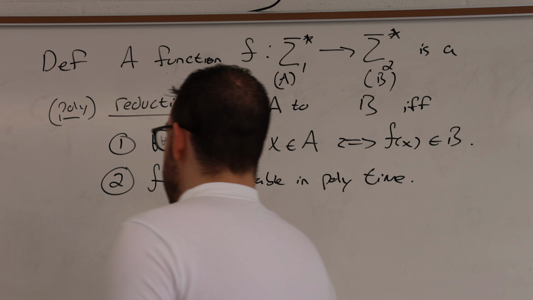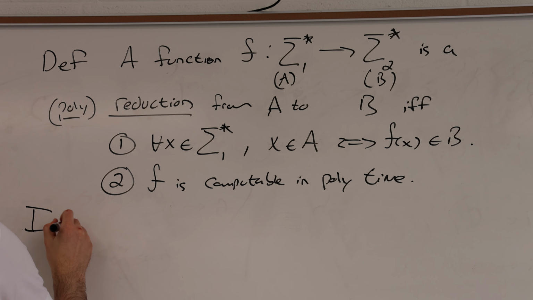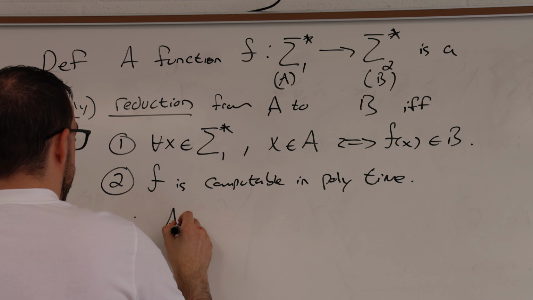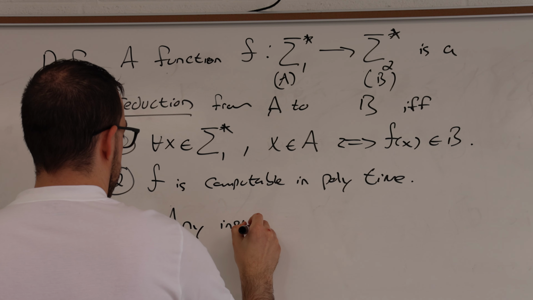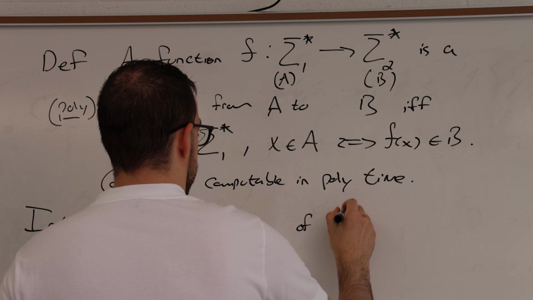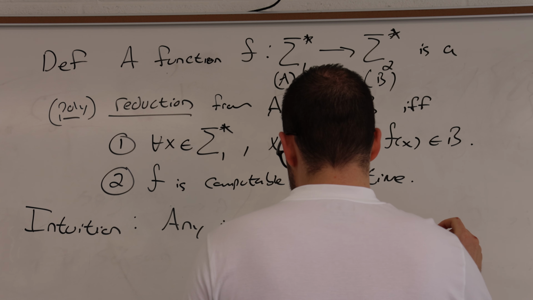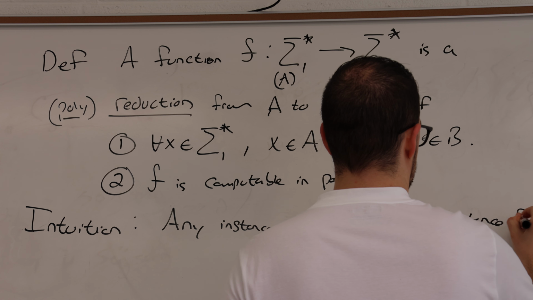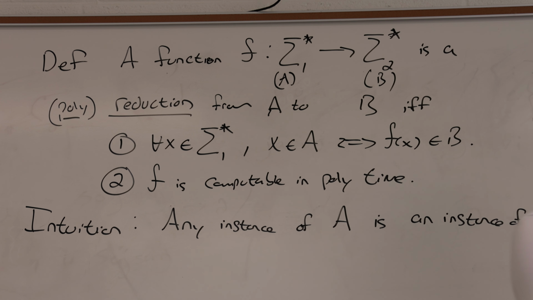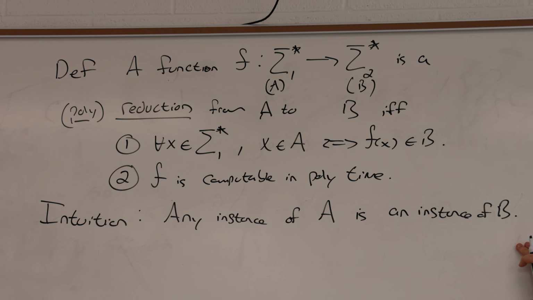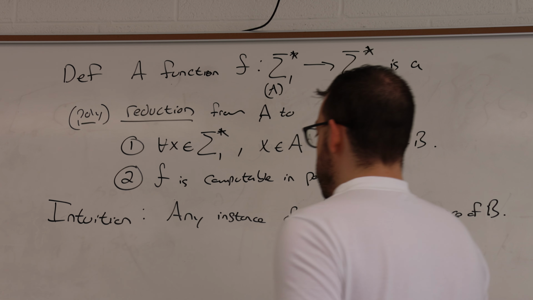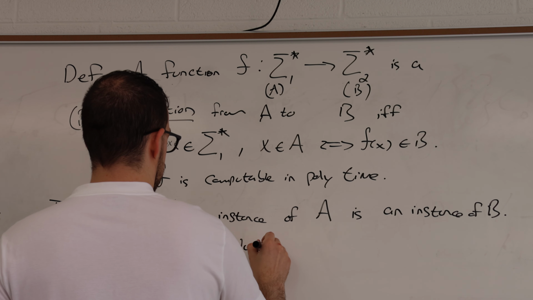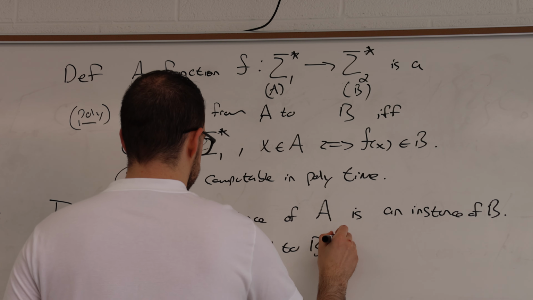So that's a little bit formal. How should you think about this? The intuition is simple. It's saying that any instance of problem A is also an instance of problem B. So any instance of A is an instance of B. And the language that we'll use is we'll say that A is reduced to B.